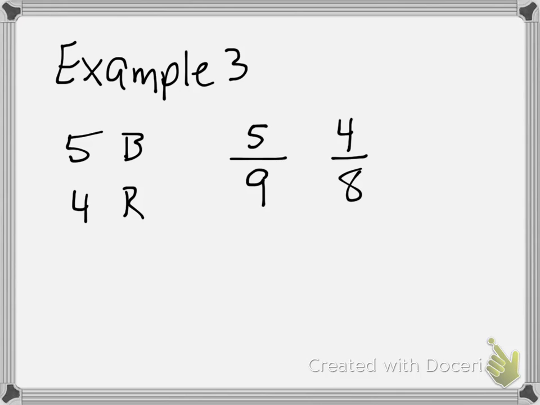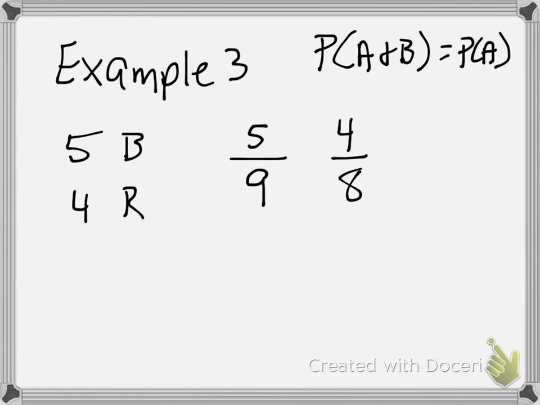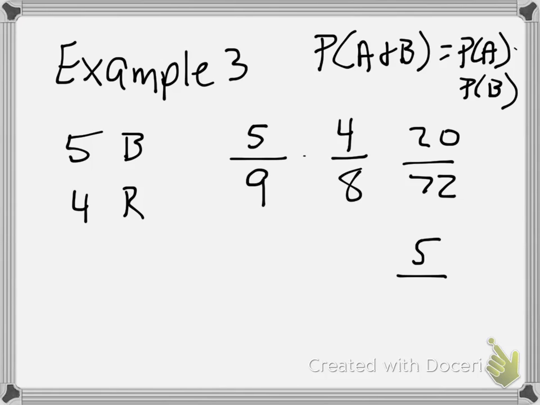So since we found that, remember we went back to our original problem. The probability of A and B equals the probability of A times the probability of B. So we're going to multiply these two together. So when we do that, we get 5 times 4 is 20 over 72. And then we can reduce that. You can put 4 into both of those. So 4 goes into 20 5 times, 4 goes into 72 18 times. So the probability of drawing a blue marble, keeping it, and then getting a red marble would be 5/18.